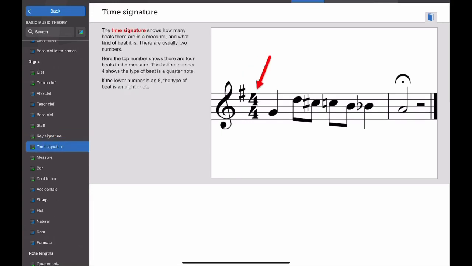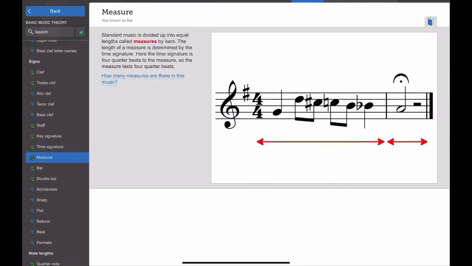Then we know about the time signatures. Again, review. The top number tells you how many. The bottom is the fraction that you're using to count. So 4 quarter notes. And the measure is the standard division. So the music needs to be divided by equal lengths. Those are called measures or bars. And so the time signature tells you that there need to be 4 quarter notes per measure.